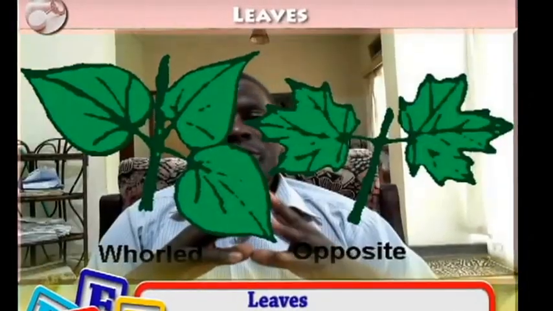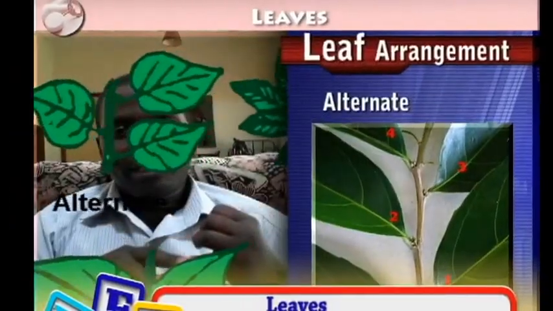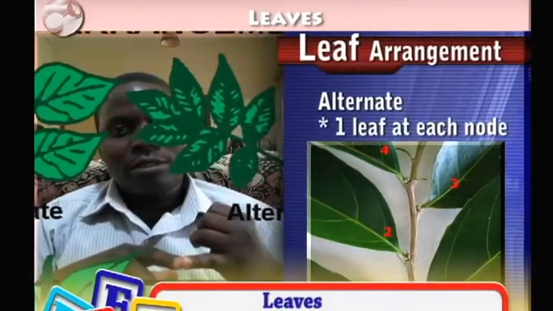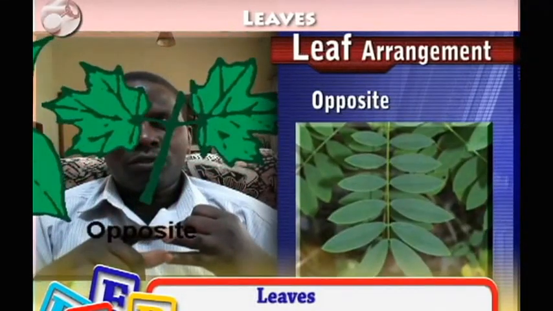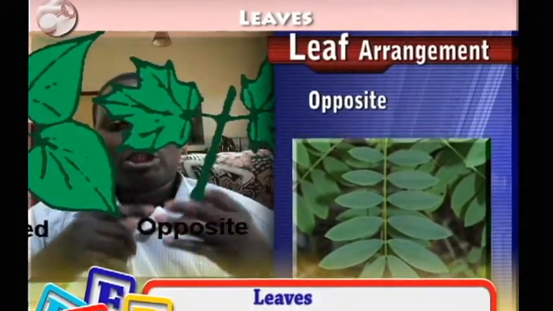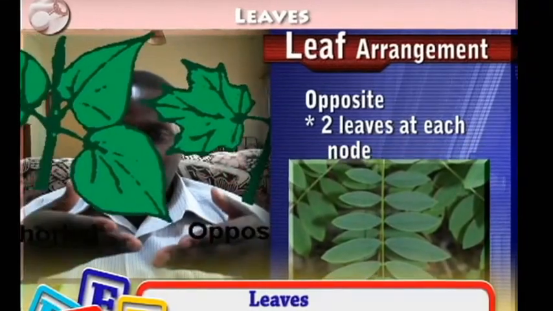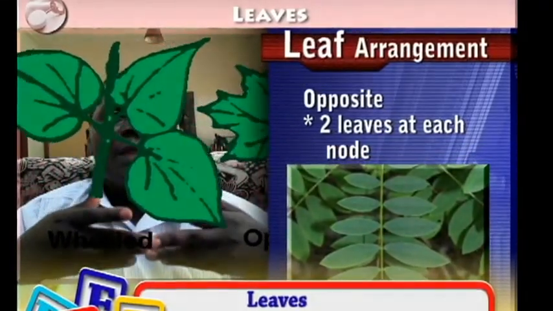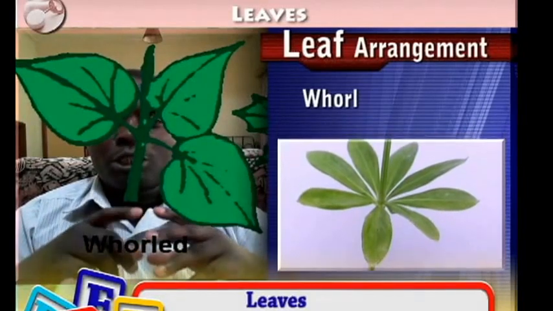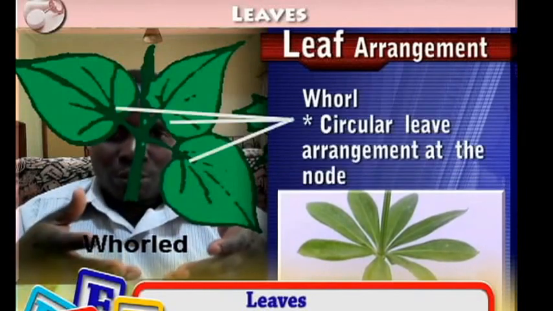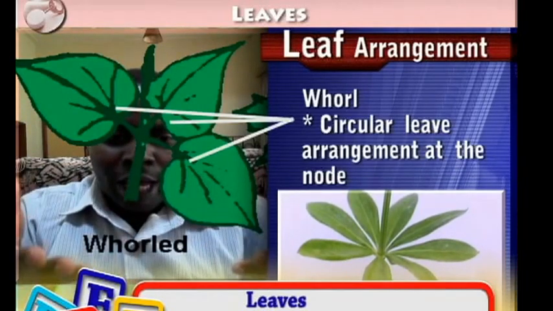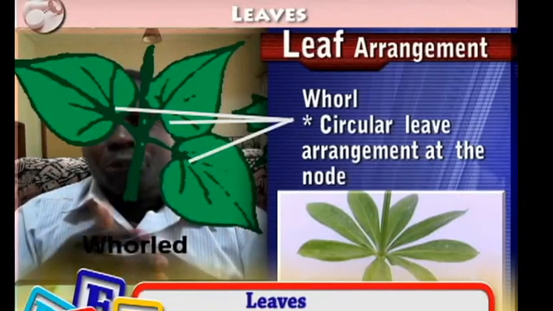So we have looked at the arrangement of the leaf. We have the alternate arrangement, where we have 1 leaf at a node. We have seen the opposite arrangement of leaves, where we have 2 leaves at one node but opposite each other, and the whorled arrangement of leaves, where we have many leaves at one node arranged around the node. Now we want to look at the modification of the leaves.